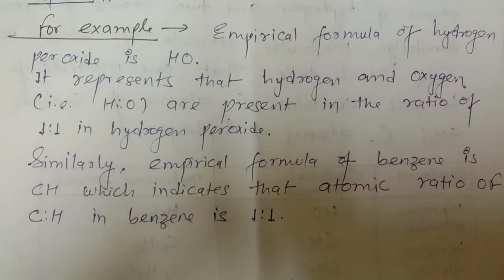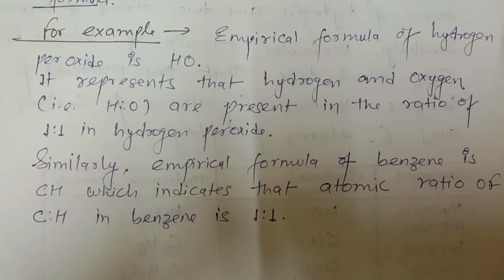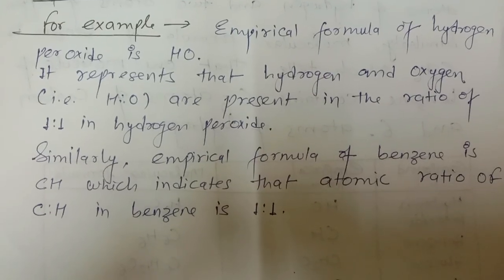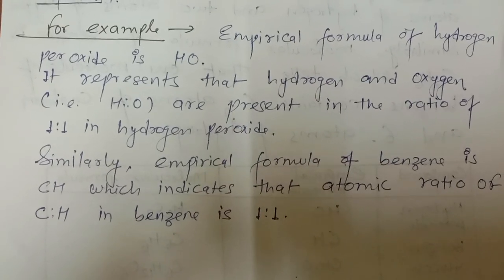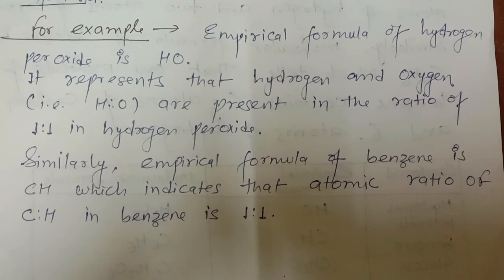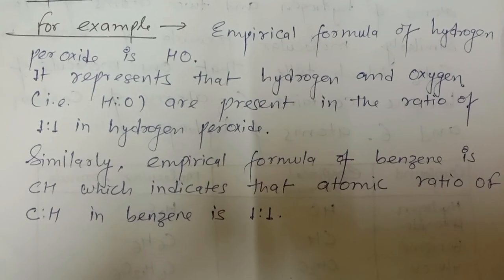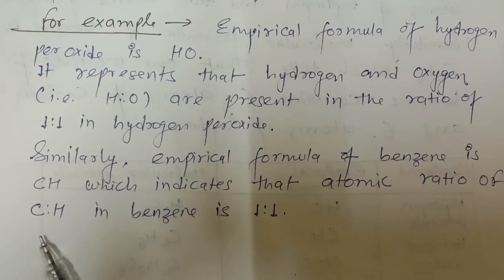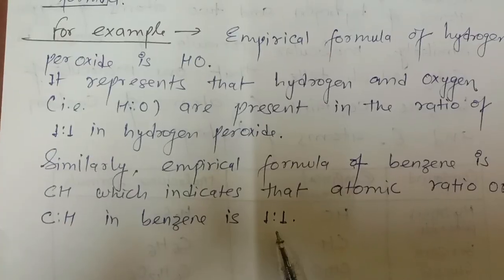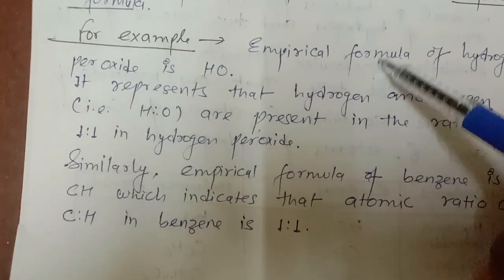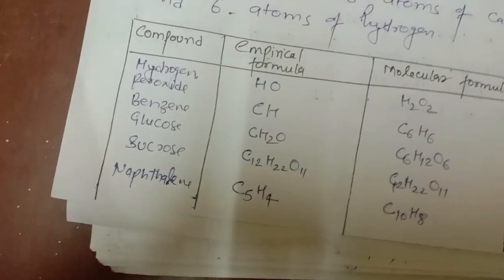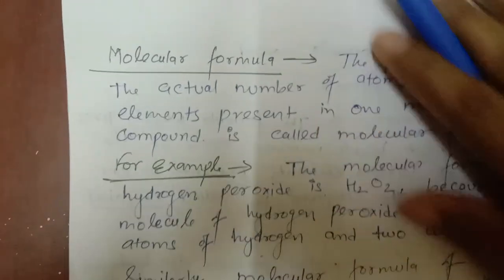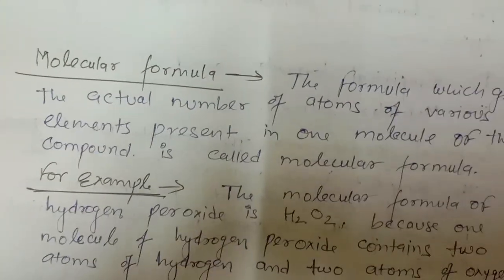Similarly, the empirical formula of benzene is CH, which indicates that the atomic ratio of carbon and hydrogen in benzene is 1:1. So let's see now what the molecular formula is. What is the molecular formula, students?